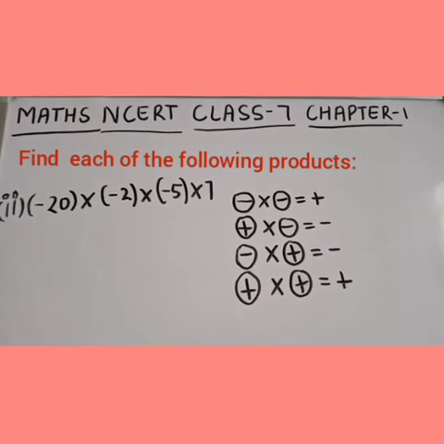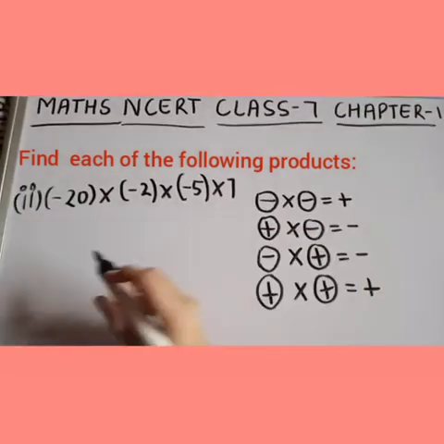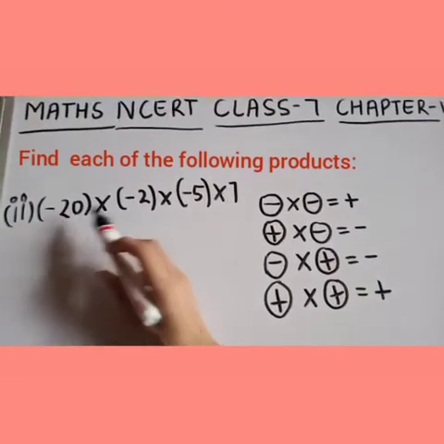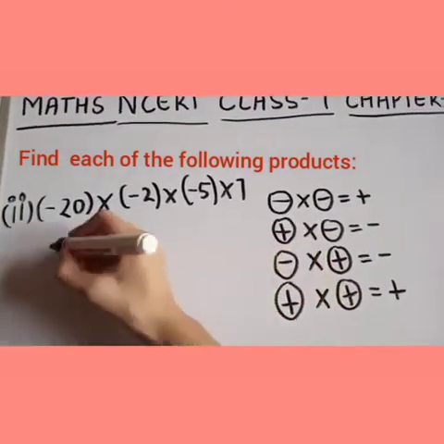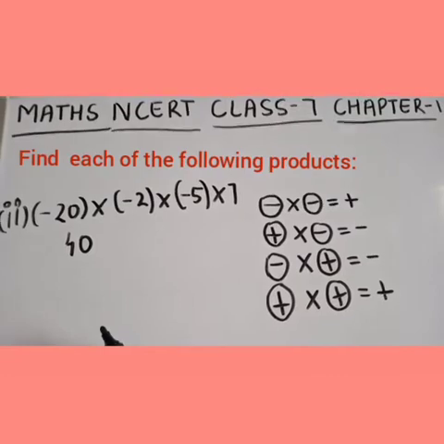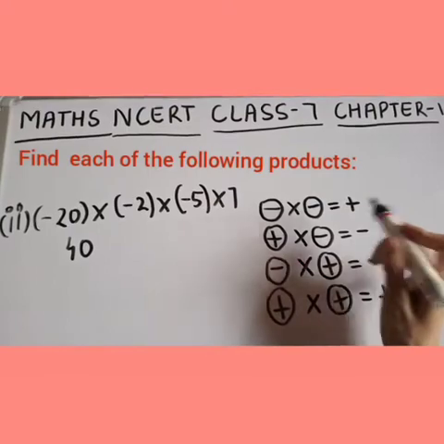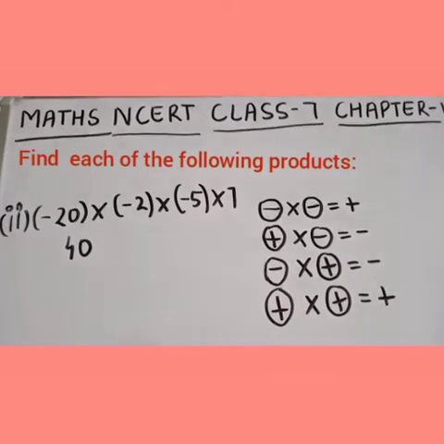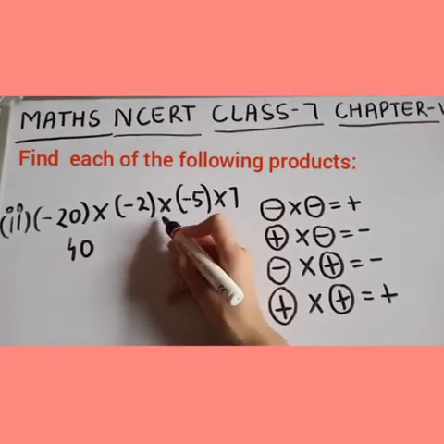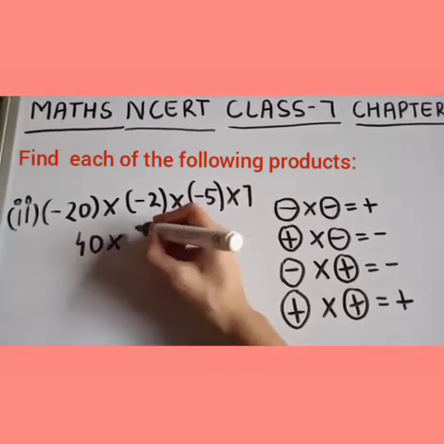Now, first of all, ignoring the signs, let's multiply the numbers first. 20 into 2 is 40. So, write down 40. Now, let's come on to the signs. Minus, minus. So, negative makes a positive number. So, that means 40 is a positive number. Now, let's write down this part over here as we do in the normal multiplication.